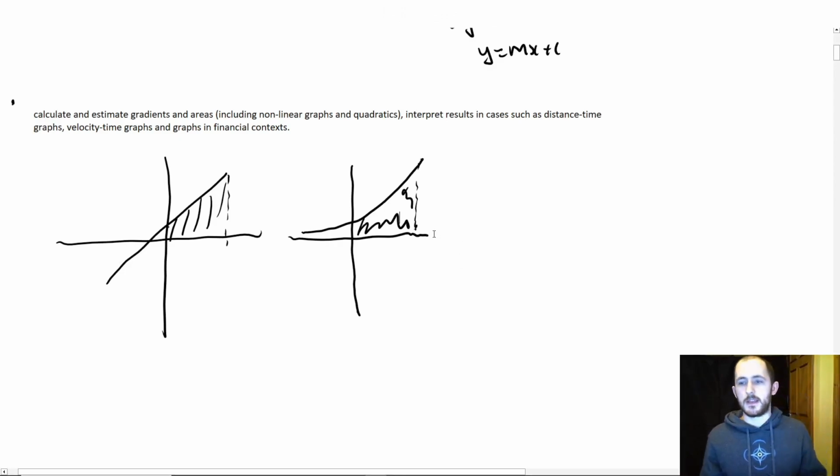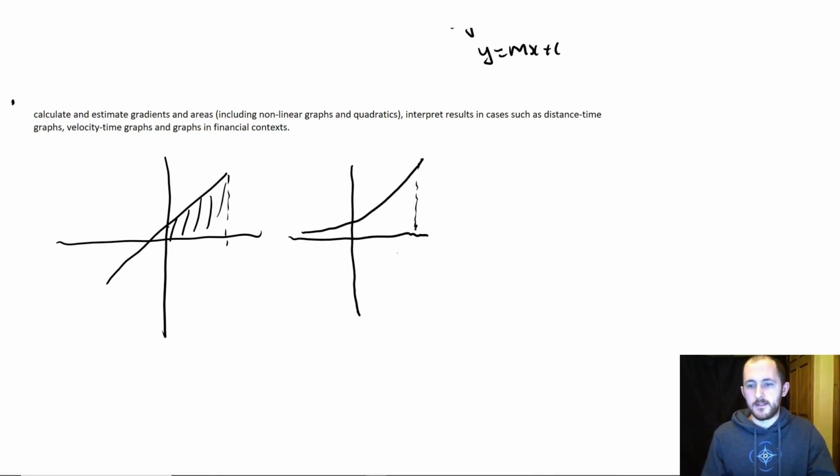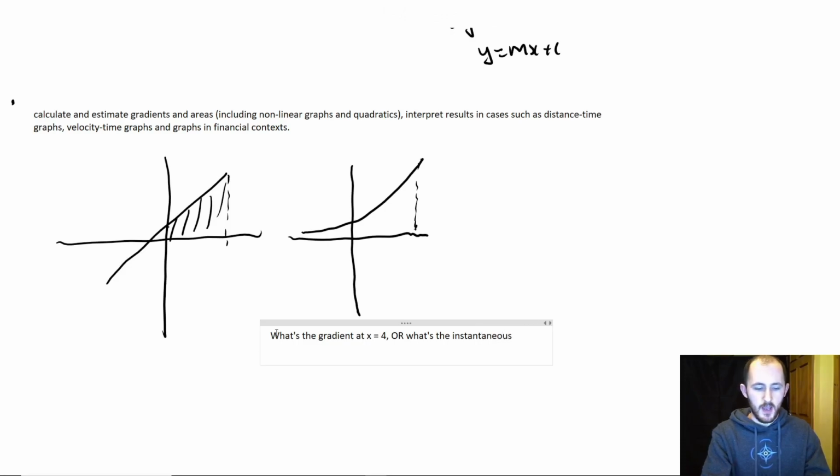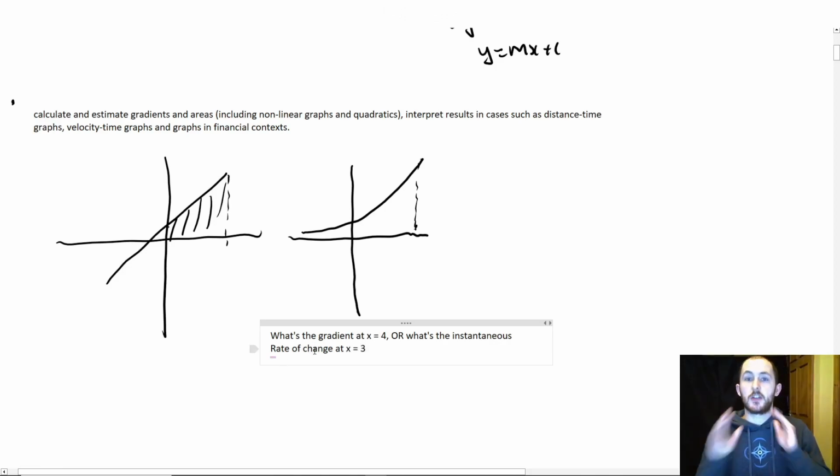So, good. Okay, so with the gradient, you would draw a tangent, as Evie said. So with the gradient, they might say, what's the gradient? Actually, there's two ways they could write it. They might say, what's the gradient at x equals 4? Or they'll say, what's the instantaneous, and that's a big word, rate of change at x equals 3 or something. When they say rate of change, that just means gradient.